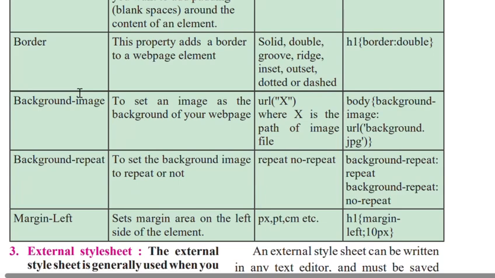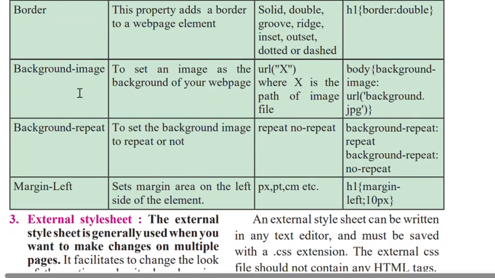Next we have border. This property adds a border to a web page element. Values are solid, double, groove, ridge, inset, outset, dotted, or dashed. Example is, in heading we will be using border equal to double. So the border will come in a double format. You can use others also: solid, groove, ridge, inset, outset, dotted, or dashed.